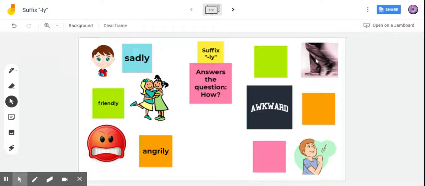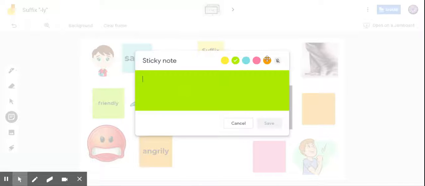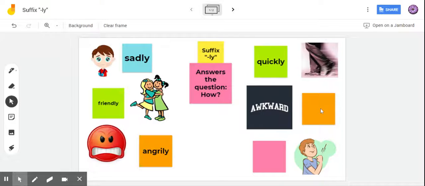In this picture on the top right, we see that he has quick feet, right? But if I wanted to describe how he was walking, I could say he was walking quickly down the street so he wouldn't miss his bus. How did he walk down the street?